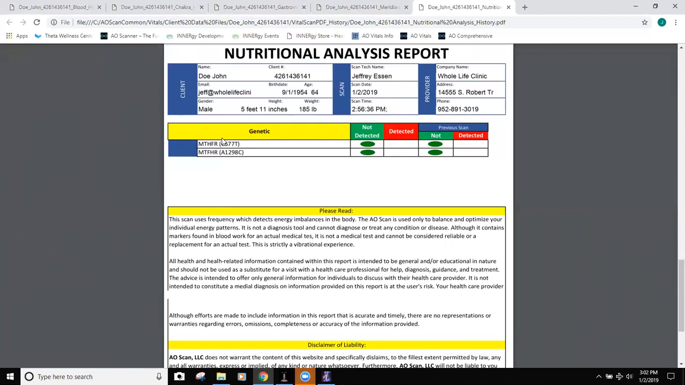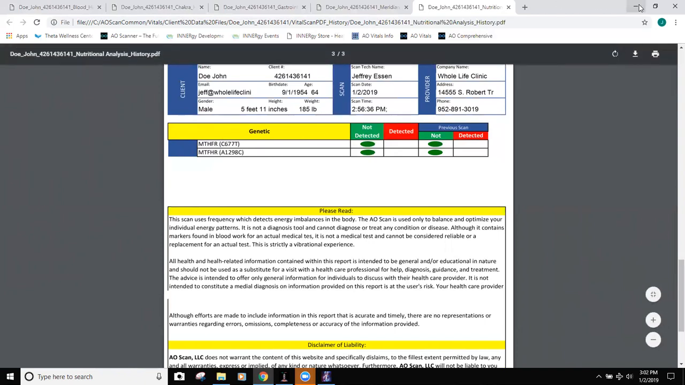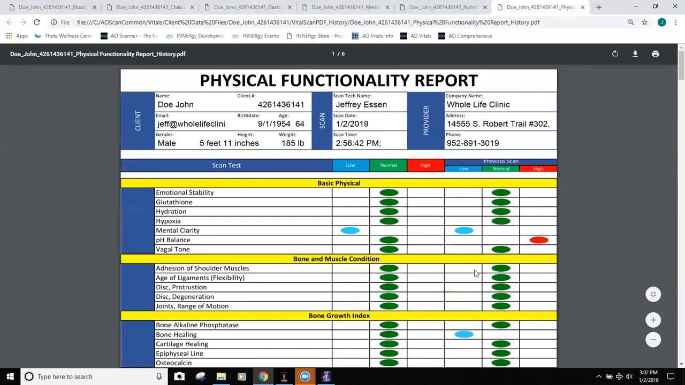Now, this doesn't necessarily say whether or not you're genetically off, or if you have a genetic malformation. This tells us whether or not, from a nutritional standpoint, you are properly methylating at the moment. So that's a very important score to look at. We go to our physical functions, and again we're going to zoom in a bit.